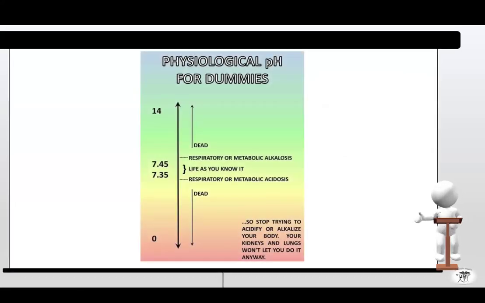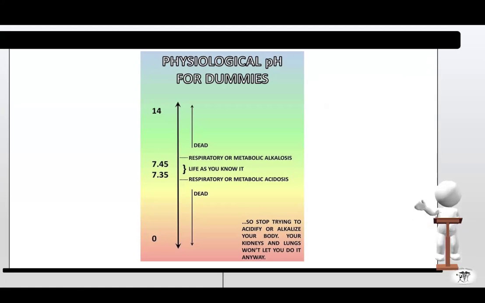So when we're talking about body pH, what we're really talking about is the ability to maintain a range of pH that is somewhere between 7.35 and 7.45, which is our normal homeostatic range for pH. Anything above 7.45 is what's referred to as alkalosis. Anything below 7.35 is what's referred to as acidosis.